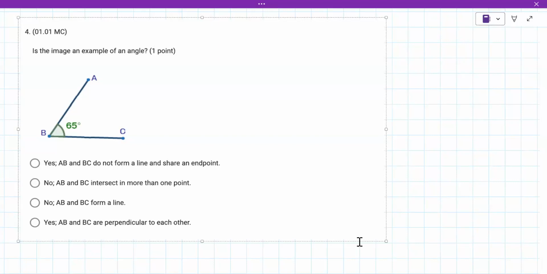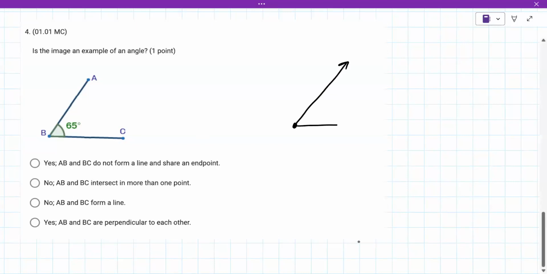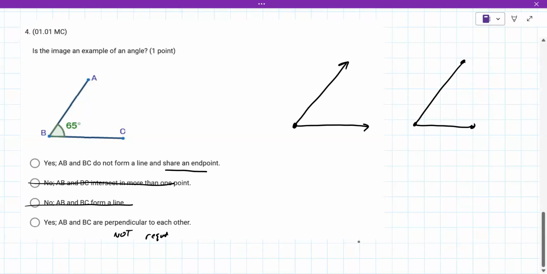So yes, AB and BC do not form a line and share an endpoint. Typically an angle is two rays sharing an endpoint and shooting off in different directions, but it can also be fixed line segments. So I'm going to say these are out, and they don't have to be perpendicular. That is not required. They just have to share an endpoint. That's the key thing there.